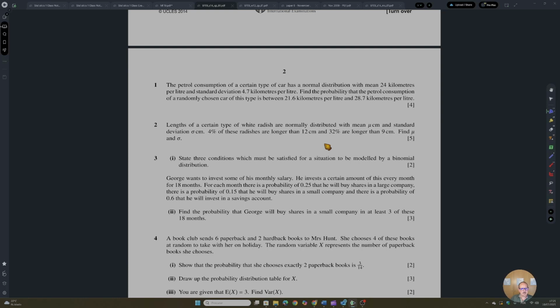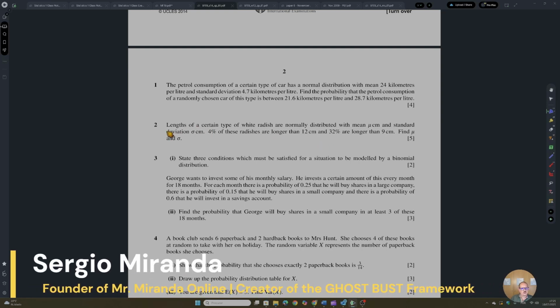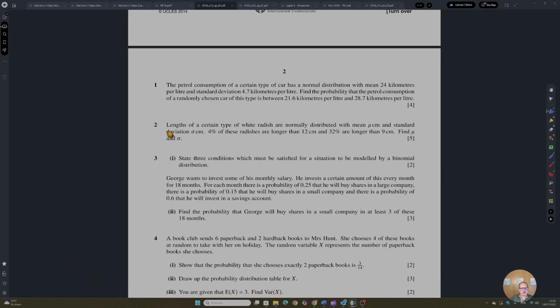Let's now look at some exam questions regarding normal distribution. The first one is question 2 from spring 2014, paper 61. Lengths of a certain type of white radish are normally distributed with mean mu centimeters and standard deviation sigma centimeters. 4% of these radishes are longer than 12 centimeters and 32% are longer than 9 centimeters. Find the median and the standard deviation.